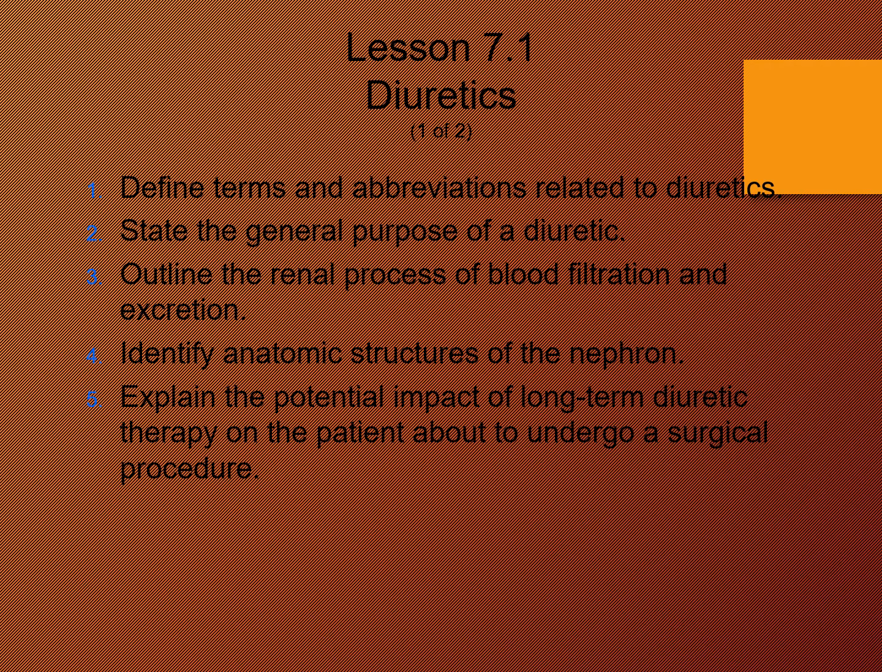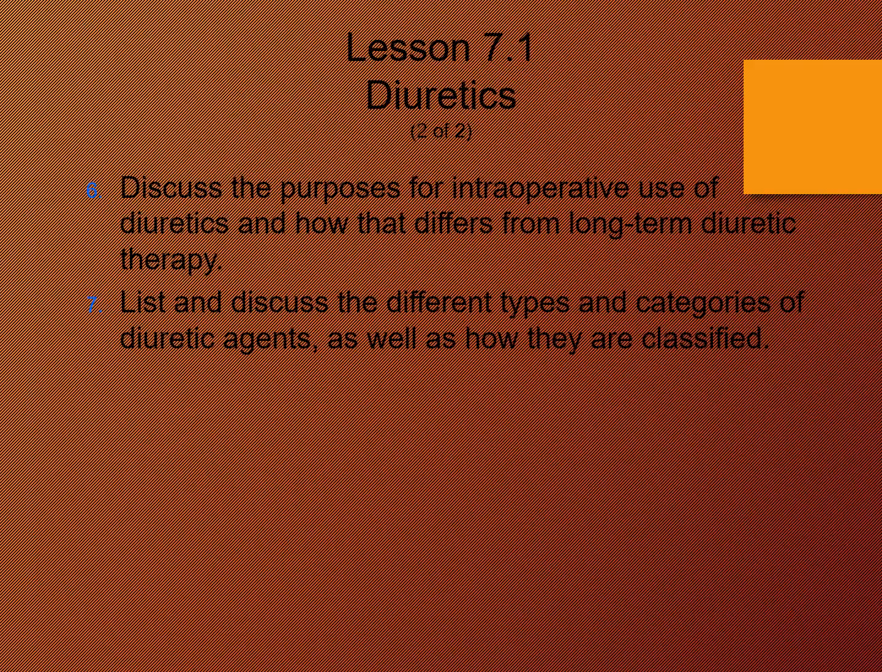We'll also state the general purpose of diuretics. We're going to talk about the renal process of blood filtration and excretion, talk about anatomical structures of the nephron, and explain the potential impact of long-term diuretic therapy on the patient about to undergo a surgical procedure. We're also going to talk about intraoperative uses of diuretics and how those differ from long-term use, and then we will talk about some different types and categories of diuretic agents.